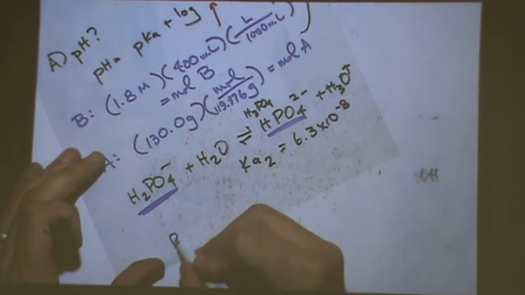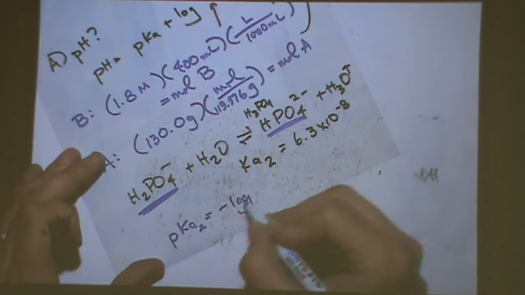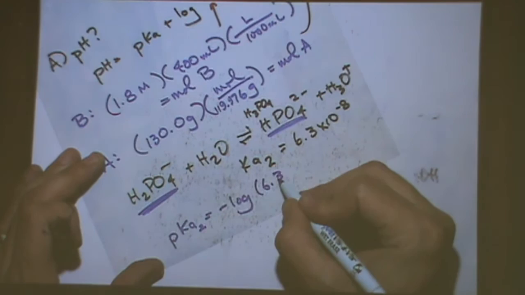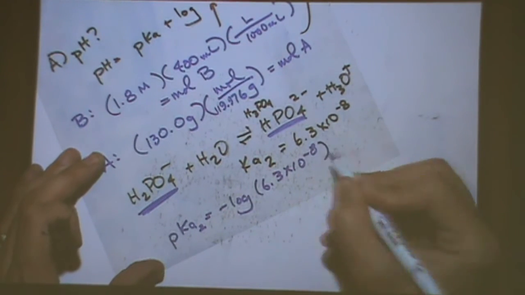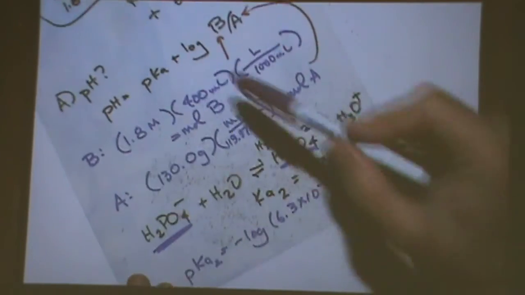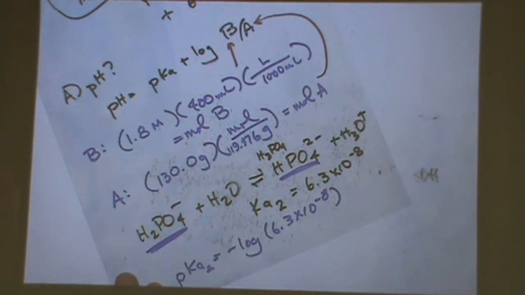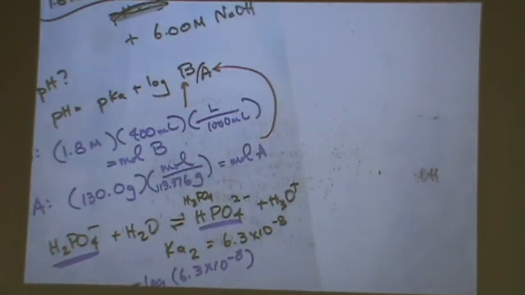So then pKa2 is the negative log of Ka2. Is that okay? That's part A. This is pretty classic. You just Henderson-Hasselbalch this thing. All good? Yep. That's the easier part of the problem. Okay, the more fun part of the problem is next. Part B.